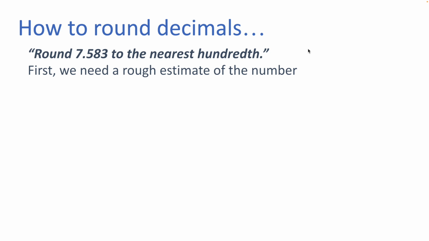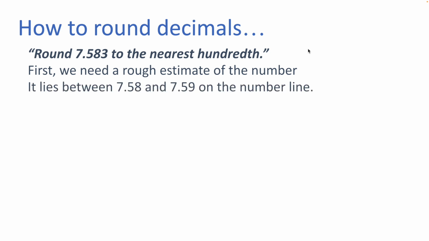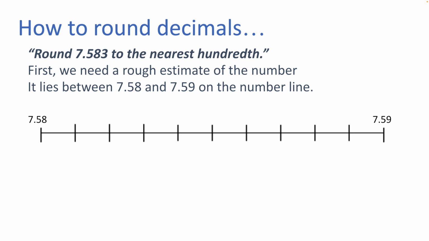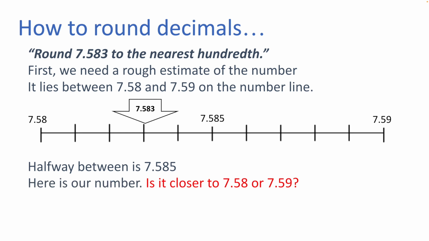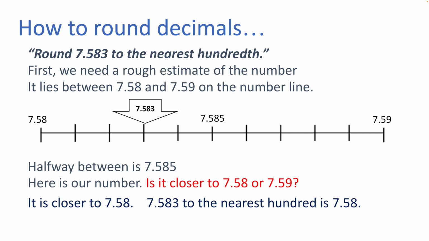So let's look at this number on a number line. It's going to be between 7.58 and 7.59. And right halfway is 7.585. So remember that 5 is right in the center. So my 7.583 is going to be right here. So we're trying to see which is it closer to, and it's closer to 7.58. So again, because I'm cutting the number right here, I look at this 3 to tell me how far along this number line is. And because it's a 3, I know it's going to be closer to this side of the number line.